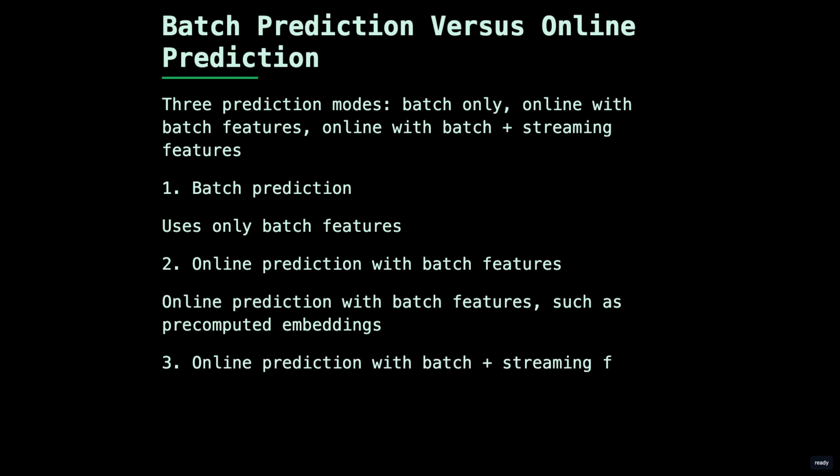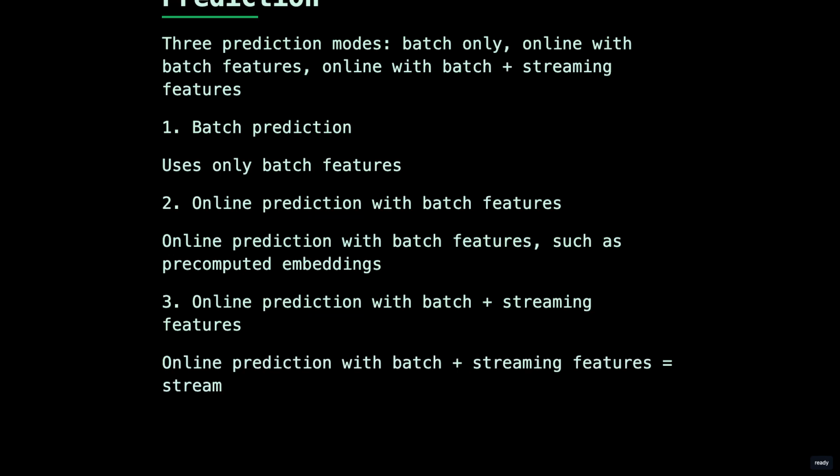The third mode adds live information to the stored features. That gives the model access to the most recent state, which matters when a current event can change the prediction. This is the most flexible setup because the model combines history with fresh signals arriving in real time. It is the right choice when the prediction depends on what is happening right now, not just on what was known earlier.